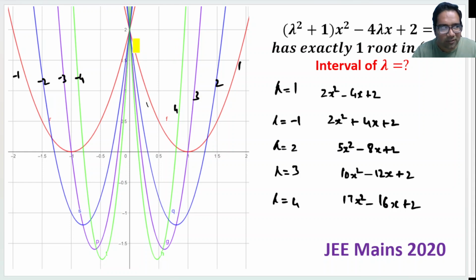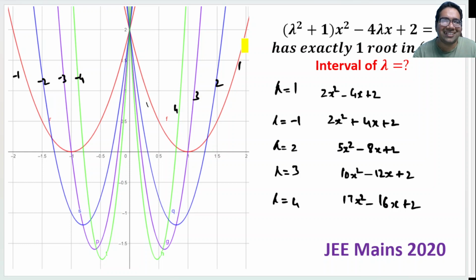If you notice one thing, basically it is minus 4x and plus 4x, minus 8x and plus 8x. When lambda equals 2, it is 5x squared minus 8x plus 2. When lambda is minus 2, it will be 5x squared plus 8x plus 2. Only this term changes: minus 8x plus 8x, minus 12x plus 12x, minus 16x plus 16x.